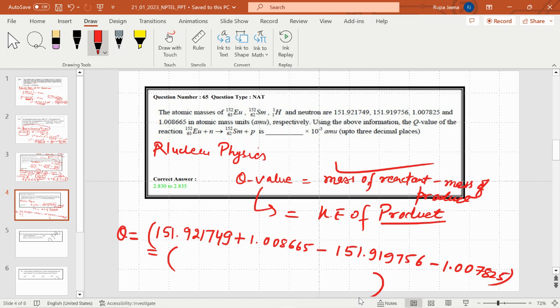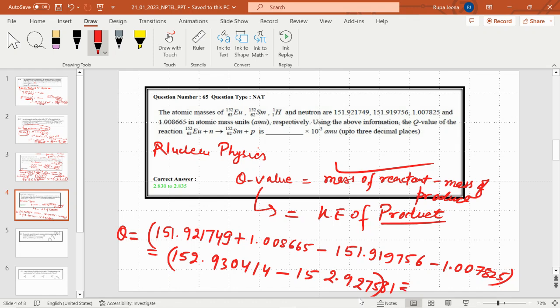151.921749 plus 1.008665 is equal to 152.930414 minus 151.919756 plus 1.007825 gives you 152.927581.